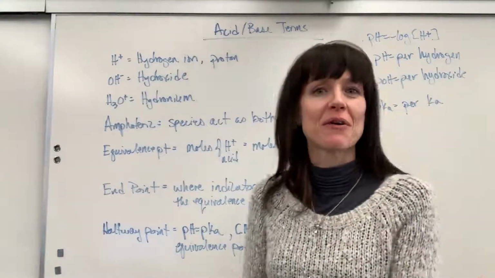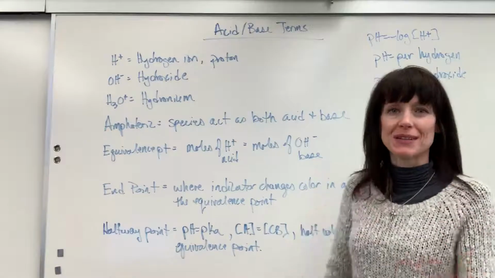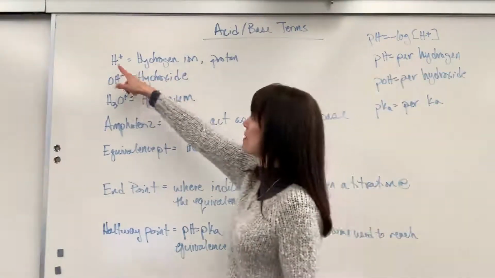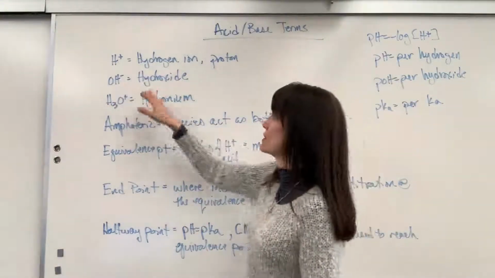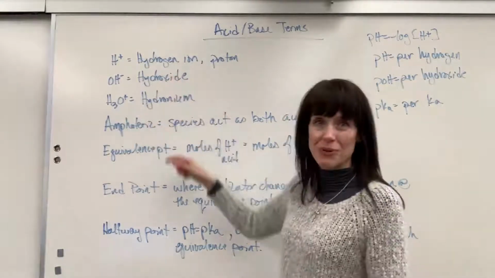Hi, I'd like to go over some acid-base terms with you quickly, just to make sure that you're up to speed and understanding all the vocabulary. So an H+, this is just the hydrogen ion. We also call it a proton. OH-, that's a hydroxide ion. H3O+ is a hydronium ion.